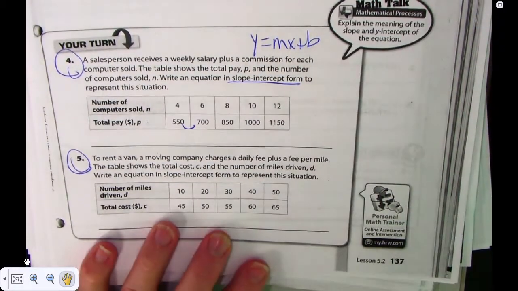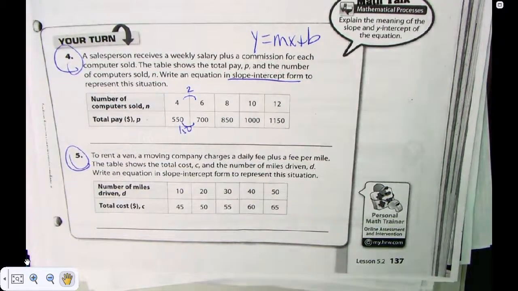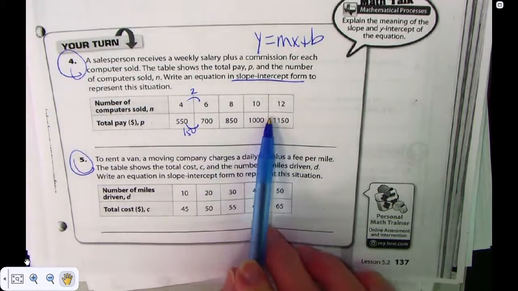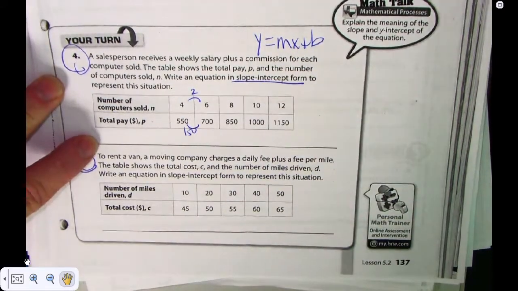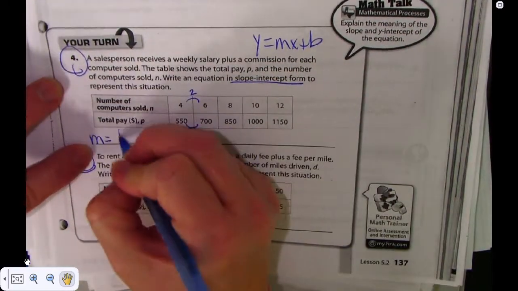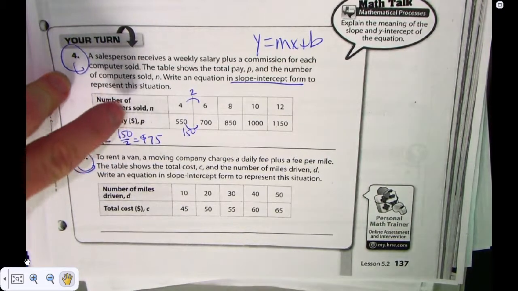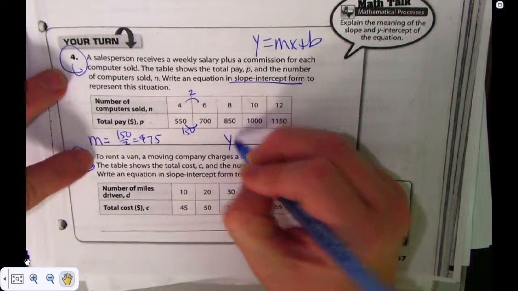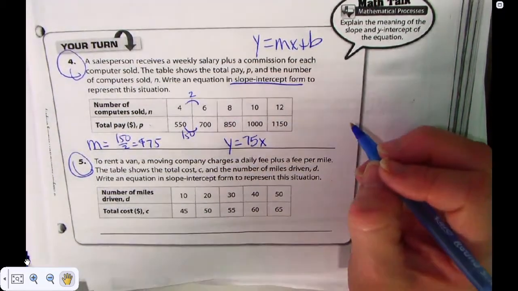So we're going to go up. What does that go up? 150, and that goes up 2. We're not trying to prove it's linear. They're telling us it's linear, so we don't have to go do all of them. Go write a slope-intercept form equation for it. So m equals what? 150 over 2, which is 75. So $75 per computer. So y equals 75x. But we need to get the y-intercept.